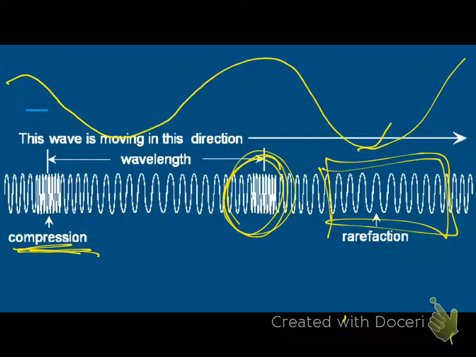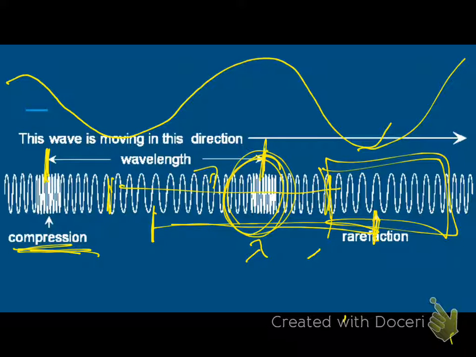And we measure wavelengths the same way, though. We go from compression to compression, or from rarefaction to rarefaction. There's a wavelength. Or we could go from here to here. Here's another wavelength. Again, any two successive points on the wave.